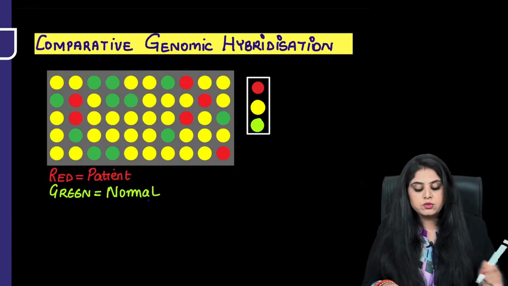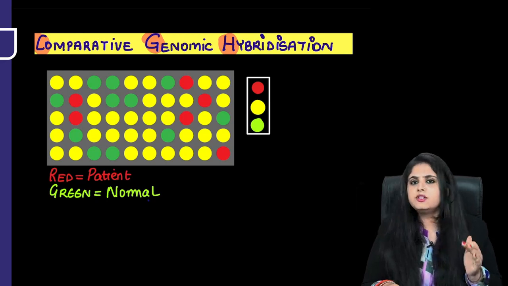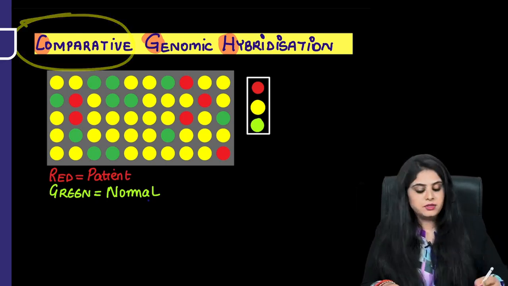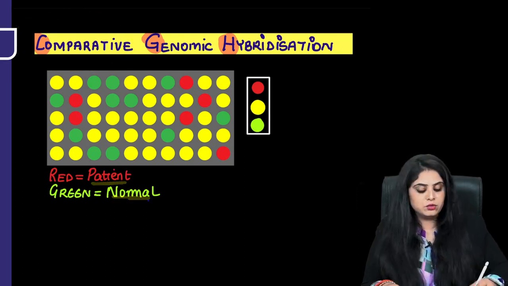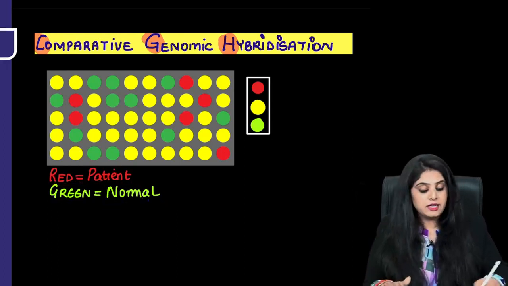PCR is done, we move on to the next image, and that is CGH. What is CGH? Comparative genomic hybridization. It's typical red light, red, yellow, green, remember. Comparative, you are doing a comparison between your patient and a normal person. So to the normal person, you give a good green color. To the patient, you give an alert red color.